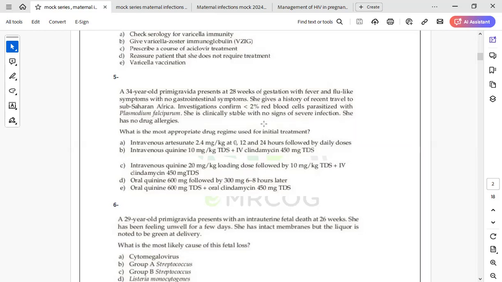Parasitemia more than 2% is severe malaria. But usually she's going to have symptoms. Very rare to have mild symptoms with more than 2% parasitemia. Malaria is wild, by the way, very wild. Okay, so what would be the treatment here?